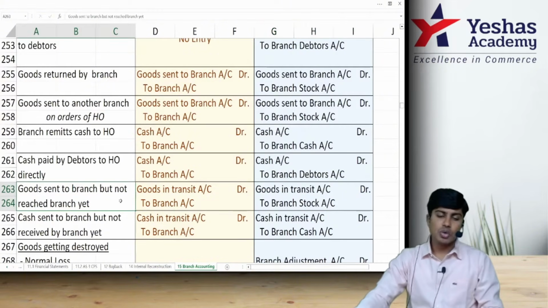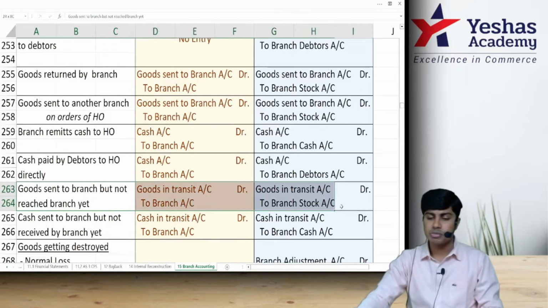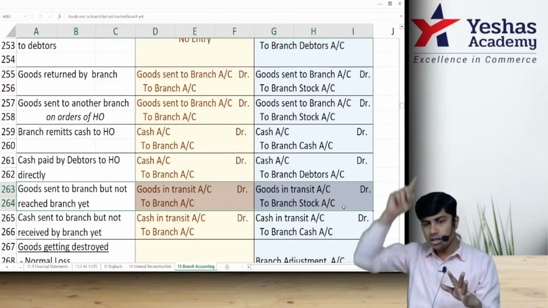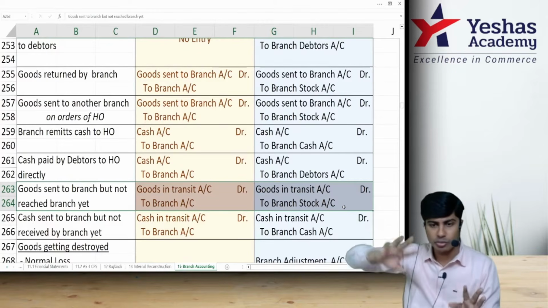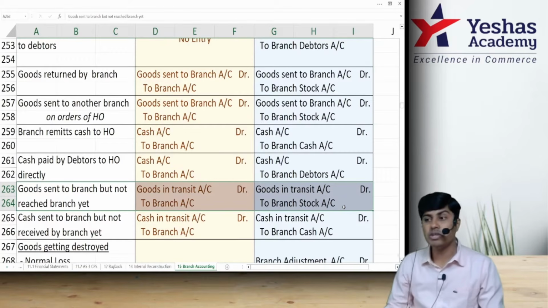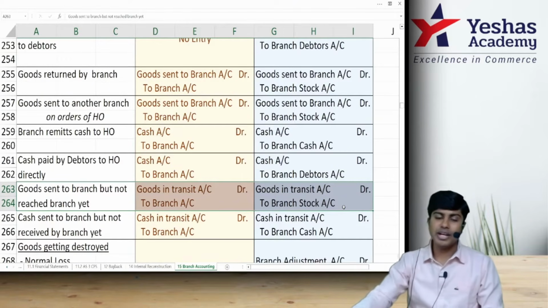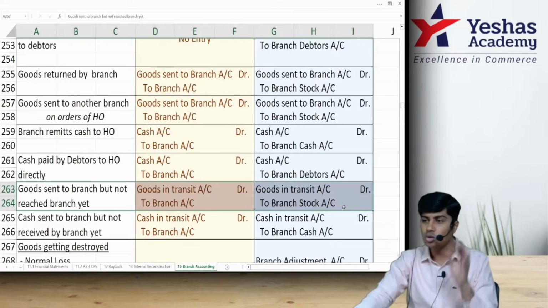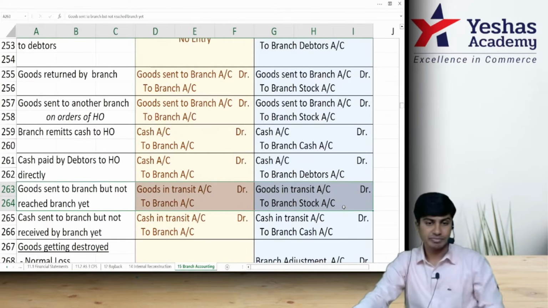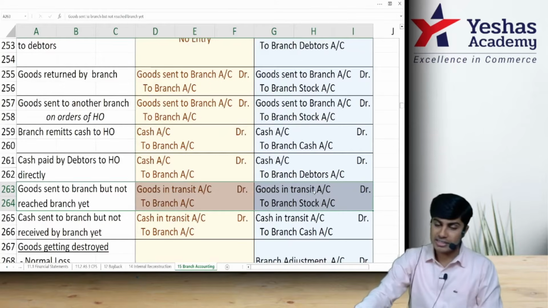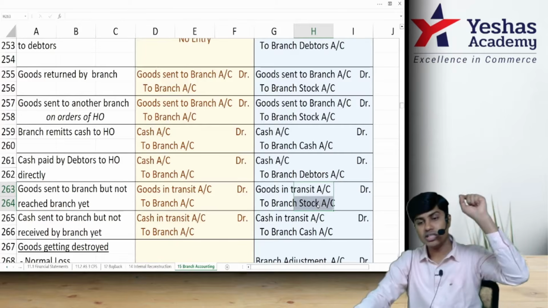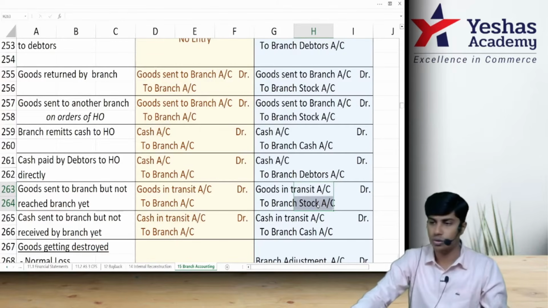Next we have with us goods sent to branch but not reached branch yet. The goods are sent to branch. Head office has written the entry goods sent to branch. But that branch cannot sell the goods, branch cannot keep the stock in its closing. So we would have to write it in an account called GIT. Goods in transit account debit to branch. In branch ledger, we'll write on the credit side GIT. And in stock debtor system, it is not GIT to branch. Goods in transit to branch. It should be written as goods in transit to branch stock account.